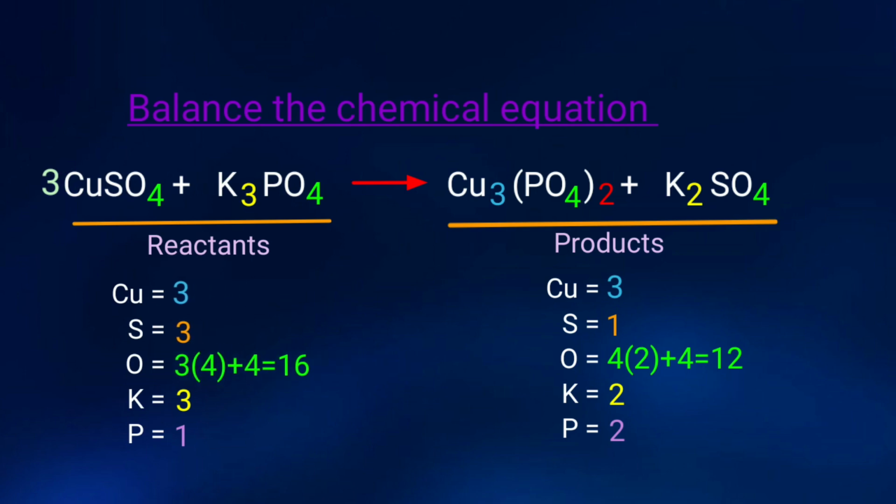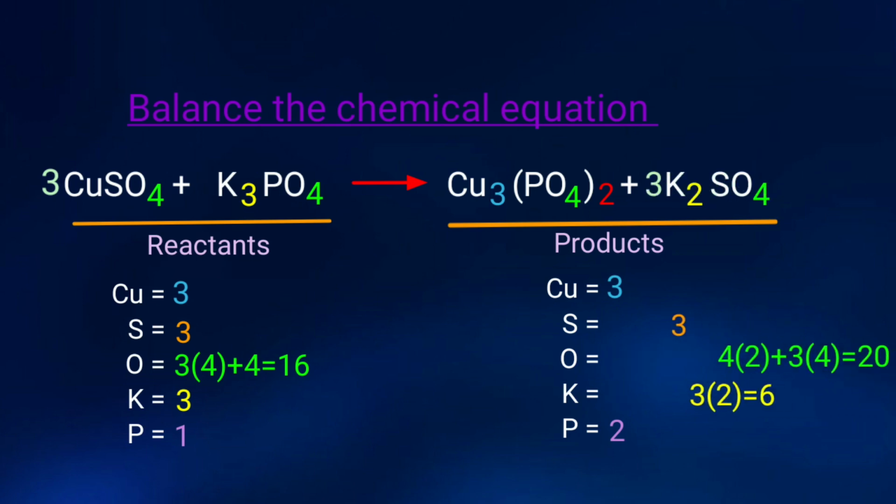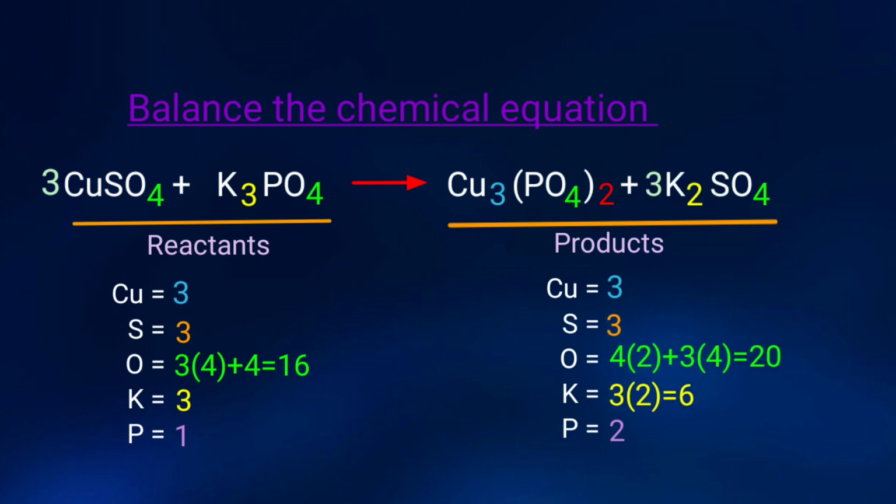Now we need to balance the sulfur atoms. To do this, we need to put a coefficient of 3 in front of K2SO4. The sulfur atoms are balanced. Now we need to balance the phosphorus atoms. To do this, we need to put a coefficient of 2 in front of K3PO4. The equation is now balanced.